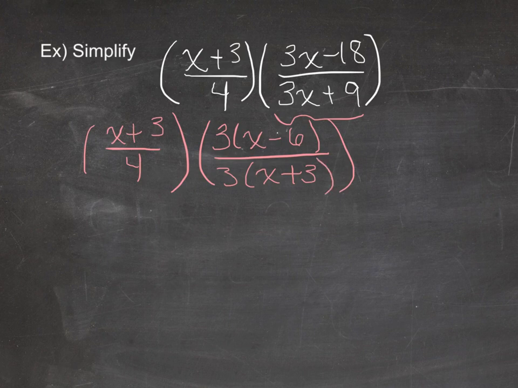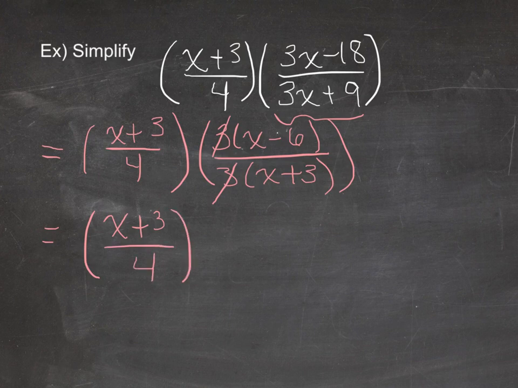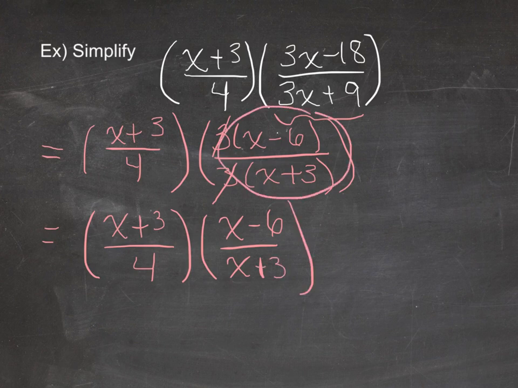Okay, and then look at each one separately. Can I factor anything, or can I cancel anything out? So I can cancel these 3's out here. Okay, so now I'm left with x plus 3 over 4 times x minus 6 over x plus 3. I can drop the inside brackets on this guy here. I don't need them anymore because there's nothing being multiplied by them.